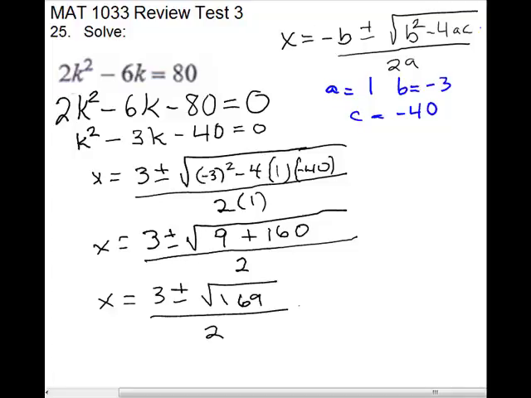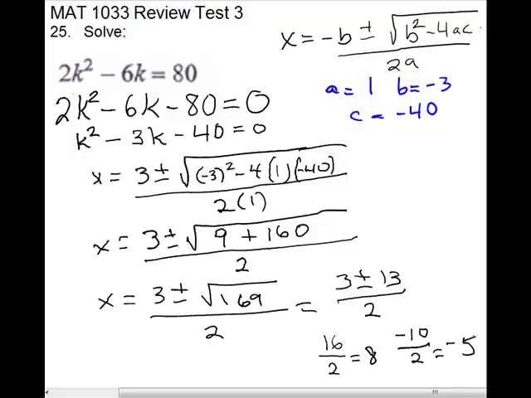So I'm going to just keep going across. I'm getting in a little trouble here for space, so 3 plus or minus 13 over 2. So first we'll do the 3 with plus. 3 plus 13 is 16 over 2, which gives us 8. And then we'll do the 3 with minus. 3 minus 13 will give us -10 over 2, which will give us a -5. So we end up with two solutions: -5 and 8.